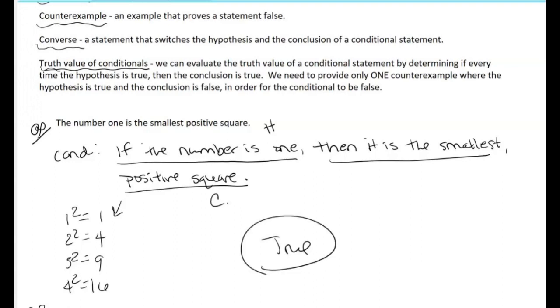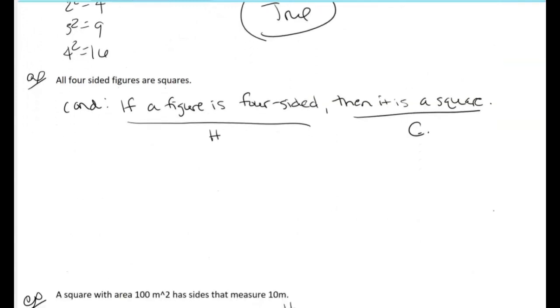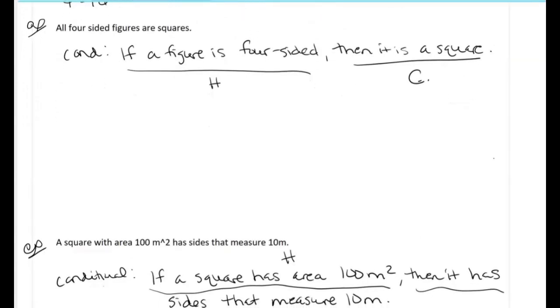We cannot come up with a counterexample. We examine the information in the conditional, and we determine that this conditional is true. All right, what about this next one though? If a figure is 4-sided, then it is a square. Well, hopefully pretty quickly you can say, actually that's not true.